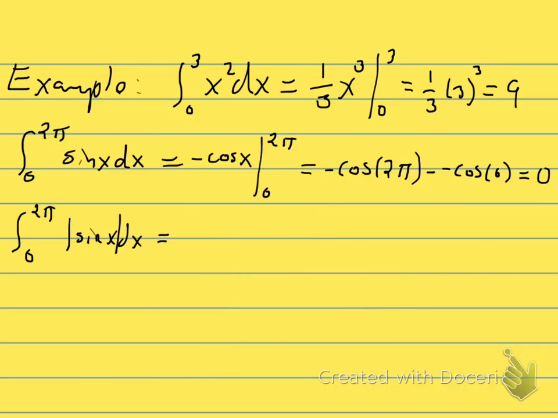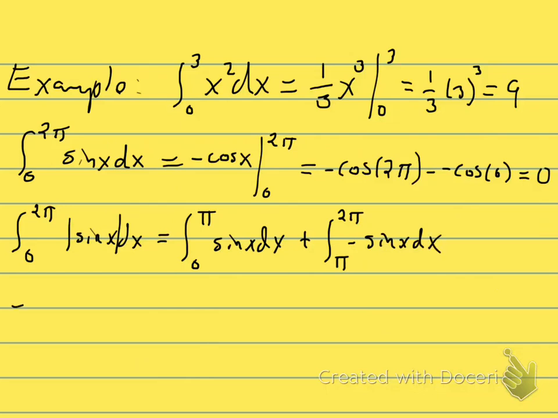Okay, so we need to split it up into two pieces. When I'm between 0 and pi, I can just drop the absolute value parentheses. The sine of x is positive, and that's in quadrants 1 and 2. Now when I'm in quadrants 3 and 4, that's between pi and 2 pi, the sine is negative. So to compensate for that, because I'm doing the absolute value, I'm going to introduce a negative. Because the sine is negative, if I stick a negative in front of it, it'll make it positive.